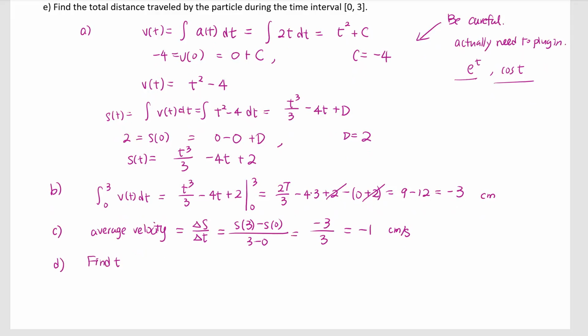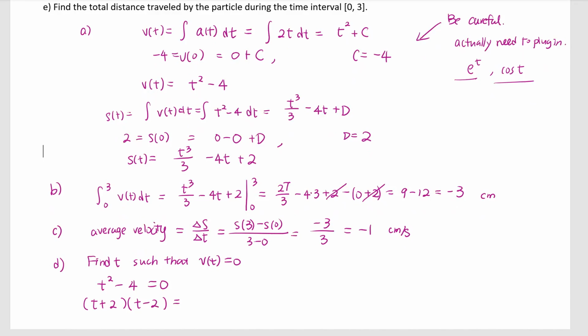So we want to find the time such that the velocity is 0. Okay, velocity t squared minus 4 equals 0. So I suggest you factor it because this works more generally.